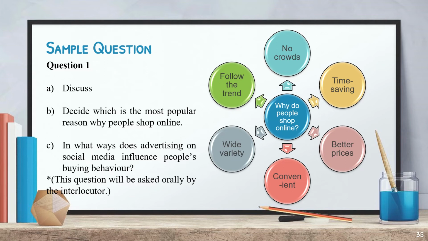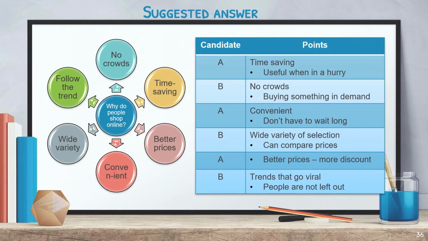Now let's look at how we can tackle this question. For example, this is just a suggested answer. Let's say A starts by talking about time saving. So you say that it's time saving because it's very useful when you are in a hurry shopping online. And then B goes on with the next point by talking about no crowds. So you see it's not actually in order. You can jump. You can choose whichever points you want to talk about first.